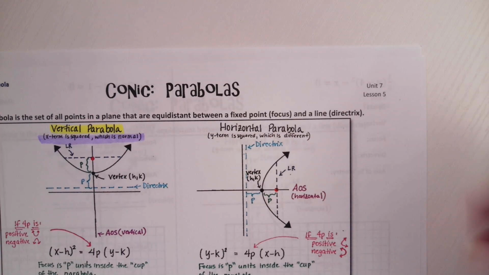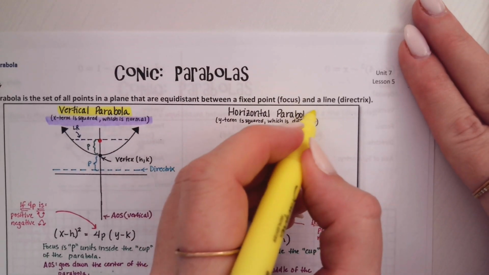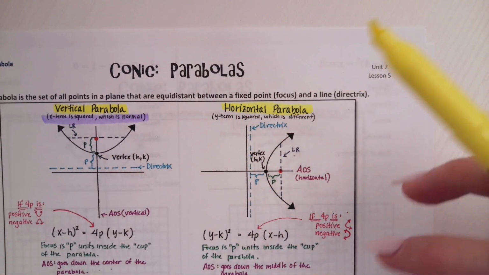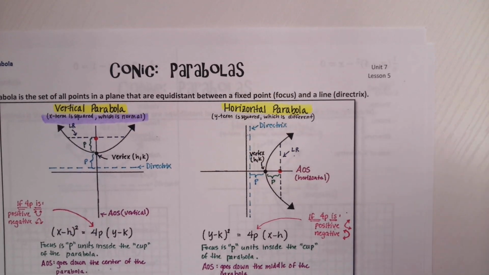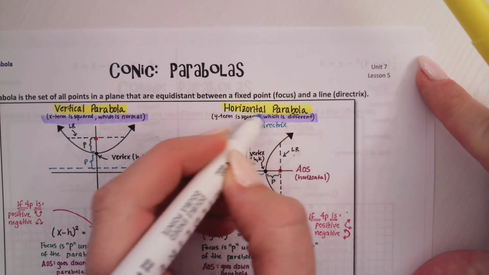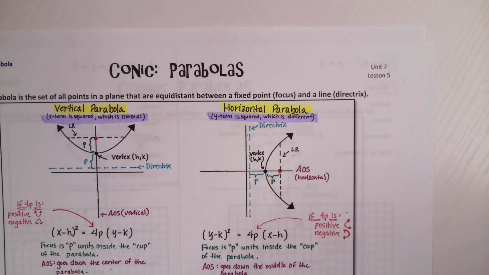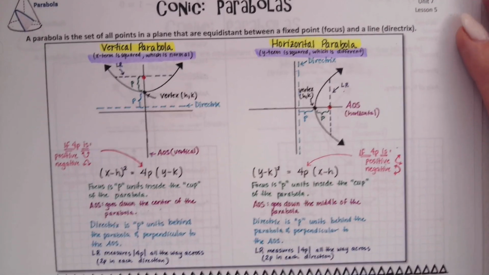Opposite of that, horizontal parabolas, the ones that face sideways, this is going to happen when the y term is squared. That's different. We don't normally have the y term squared. So that's how I think about it. Oh, okay, when y is squared, that's different. Y is not normally squared, which is going to cause it to be a sideways facing parabola.